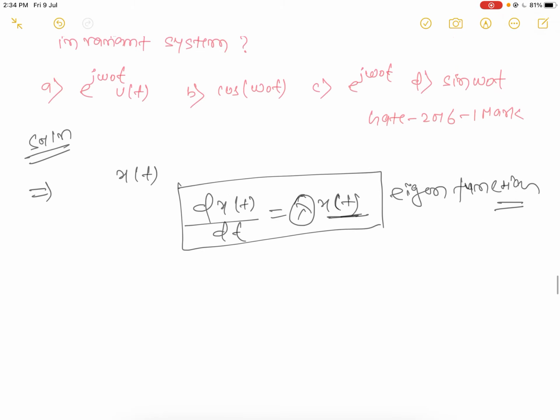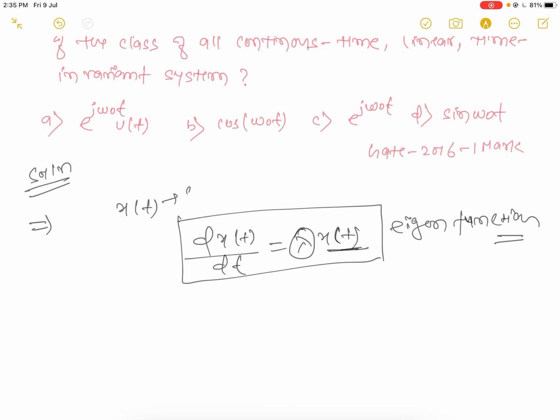If you are differentiating x(t), let us consider x(t) is any function, and differentiate in terms of t, then you will get the same function with some multiplication, then it will be the eigenfunction. Check which one will be the right answer. When you are differentiating cos omega naught t, it will be minus sin omega naught t, and when you are differentiating sin omega naught t, it will be cos omega naught t, with omega naught multiplication. See, these two are not possible.